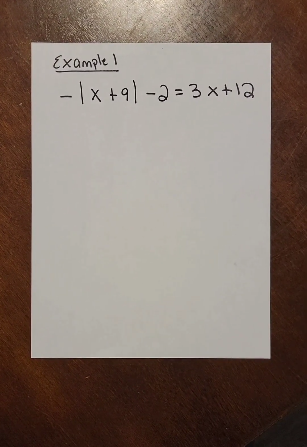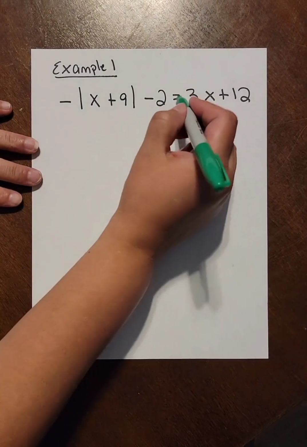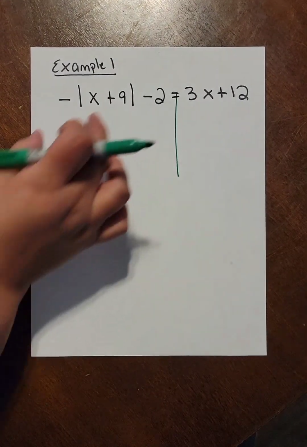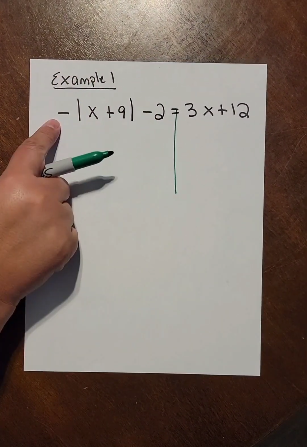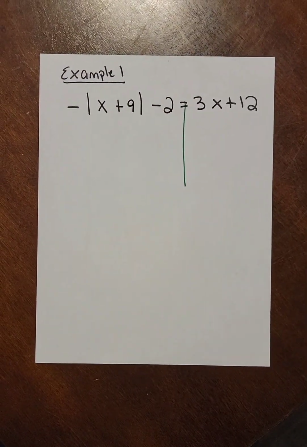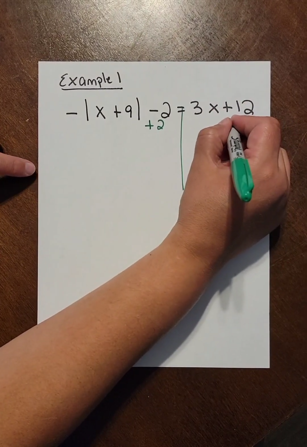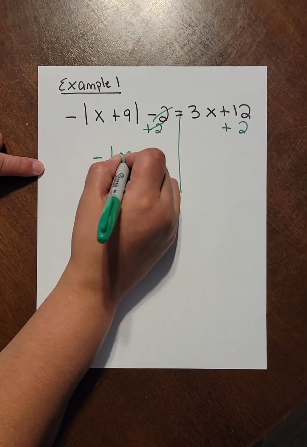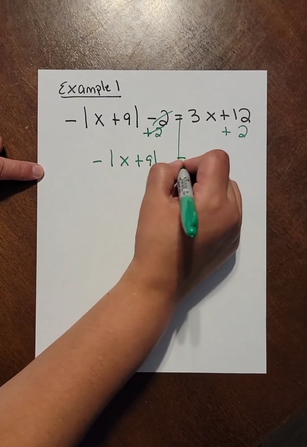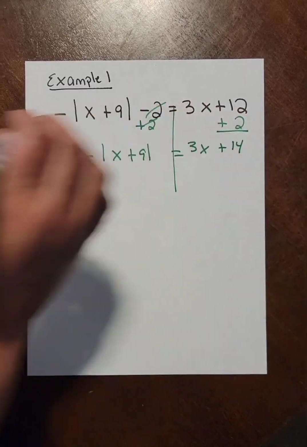I'm going to solve for x on the absolute value problem here. First thing you need to do is make sure that you get the absolute value by itself. So I have to move the -2 and I have to move the negative to the other side. First I'm going to move the -2, so opposite is +2, and then I add 2 on this side as well. So now I have negative absolute value x plus 9 equals 3x plus 14.